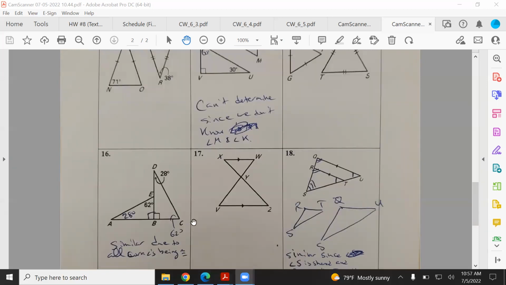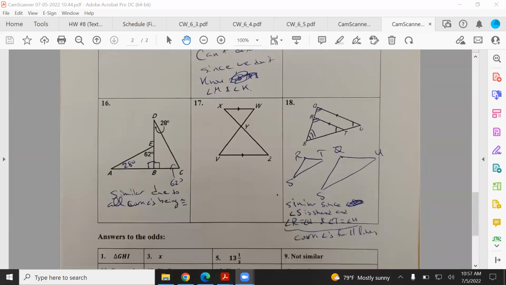So yeah, actually all 6 of them were similar.